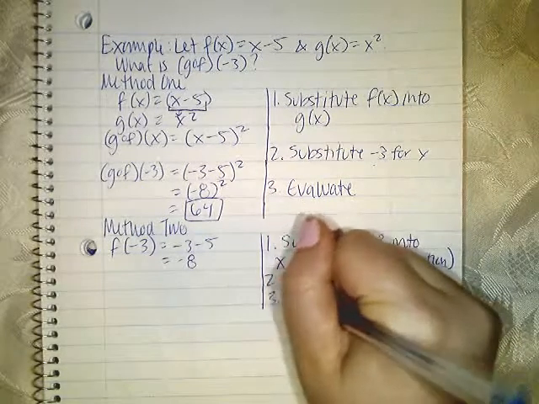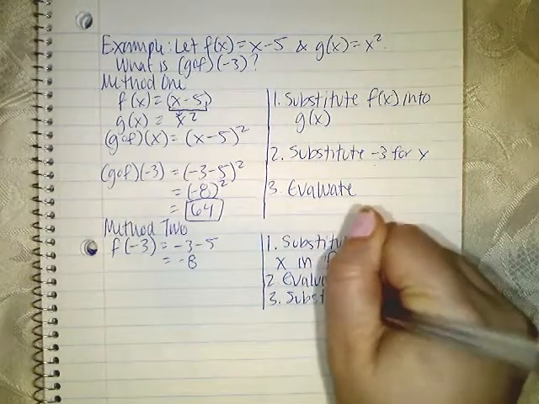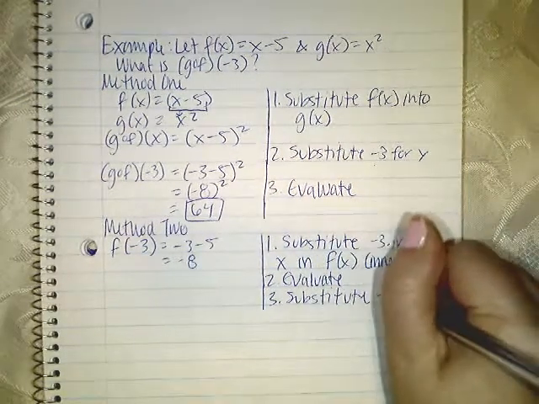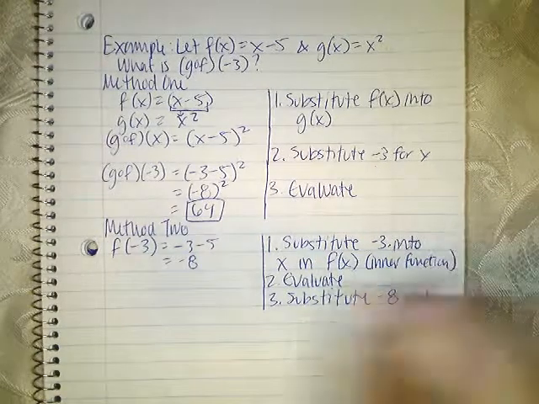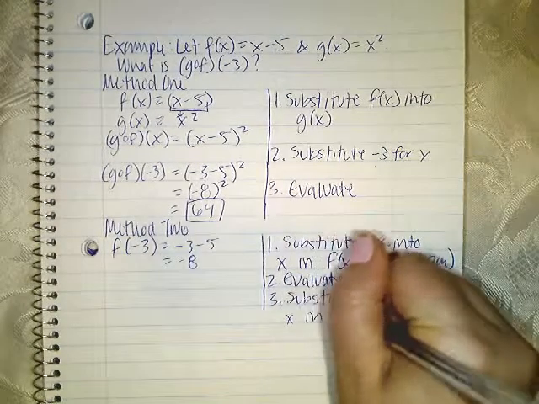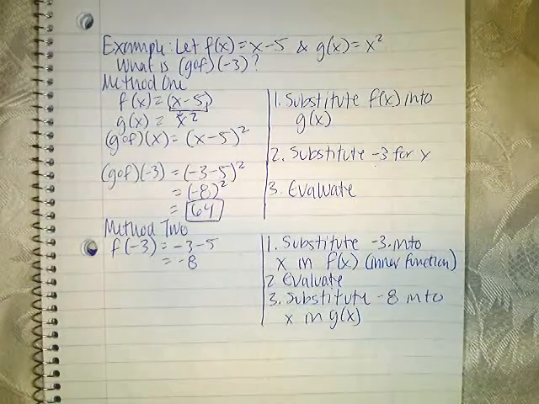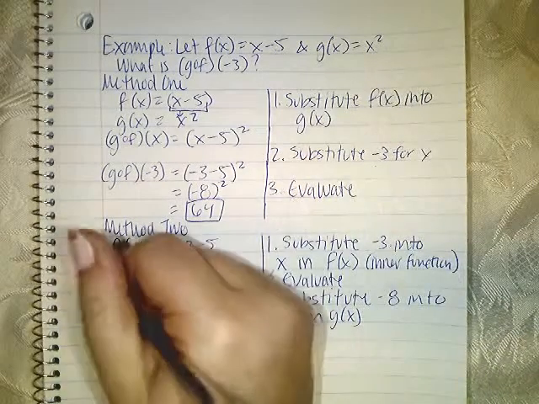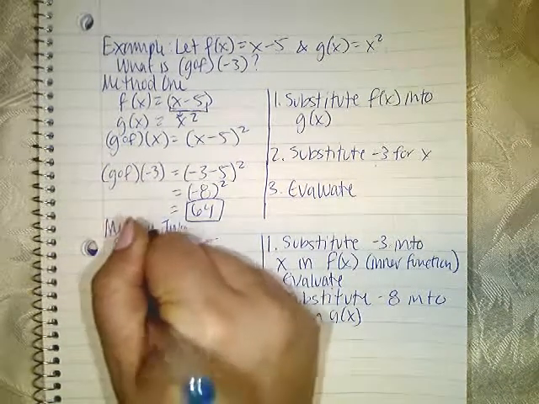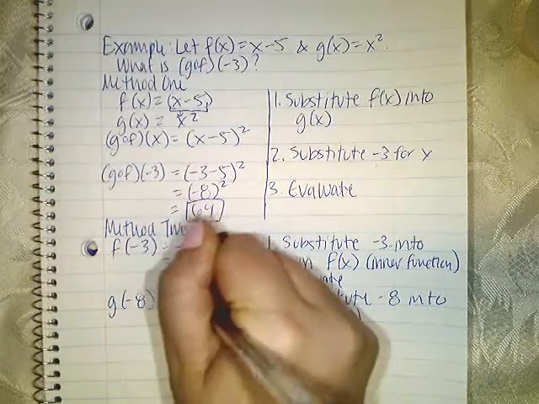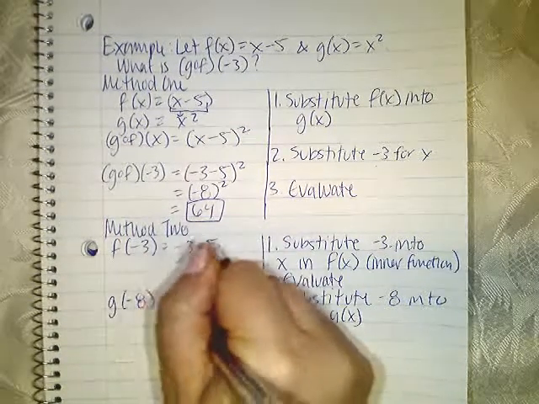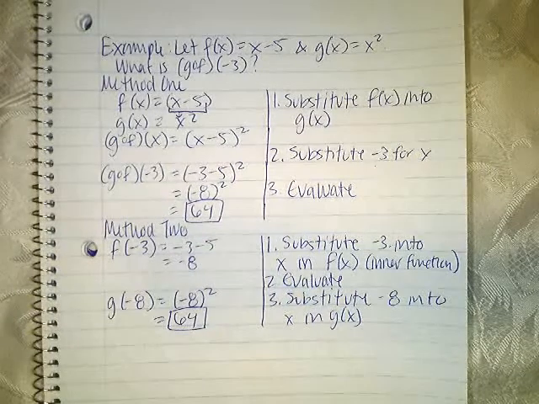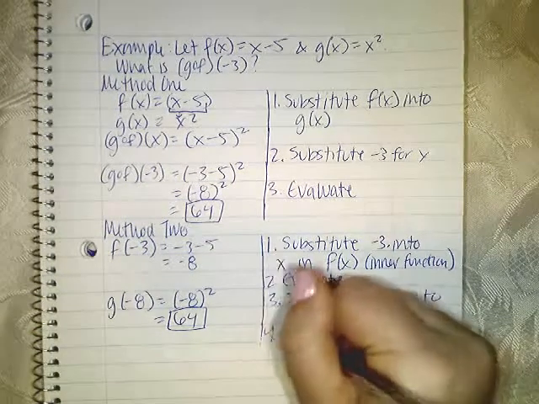Step 3, I'm going to substitute that value I got, -8, into x in g of x. So now I'm just plugging that into the outer function. So then I have g of -8 equals -8 squared, which again is just 64. So step 4 was evaluate.